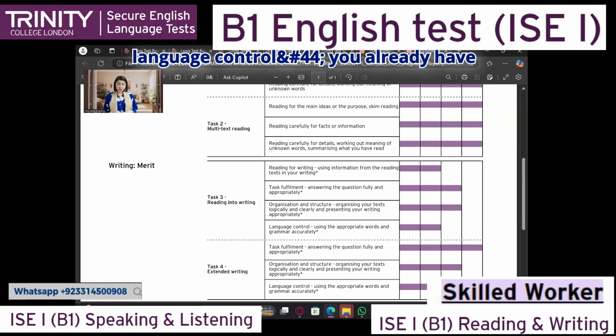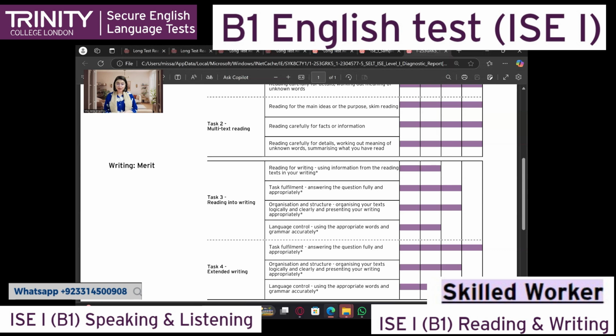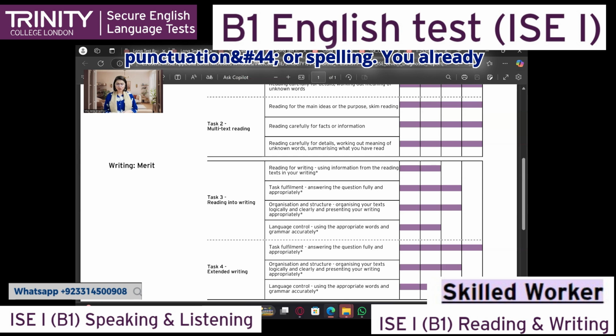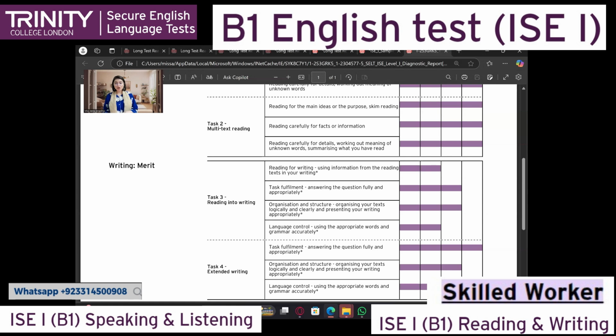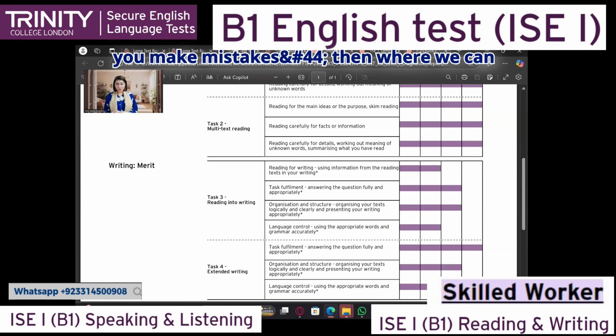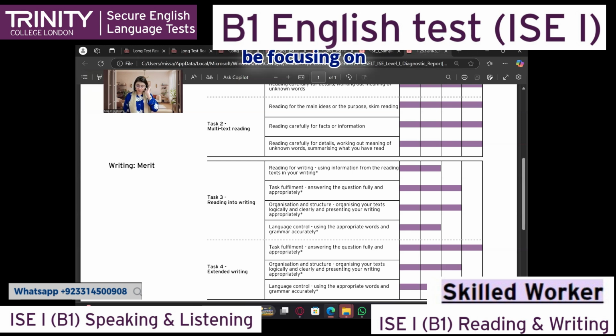And then language control. You already have that in your writing because I've checked your writing a couple of times, but in here they mean grammar, punctuation, or spelling. You already have that, but I'll teach you in case you make mistakes, then where we can use punctuation to have that language control, even if you don't know tenses or grammar. So that's the entire thing you will be focusing on.